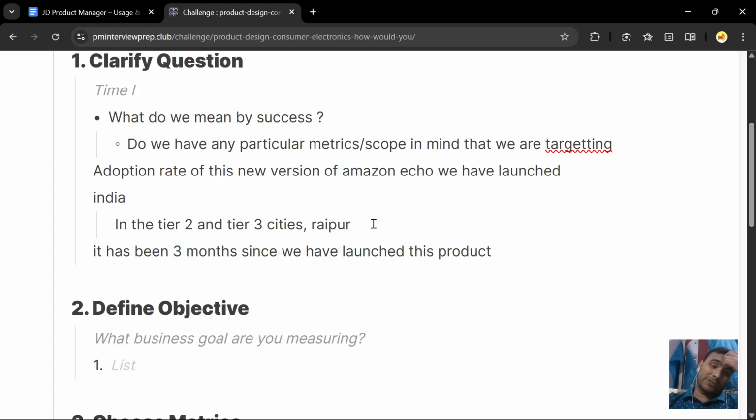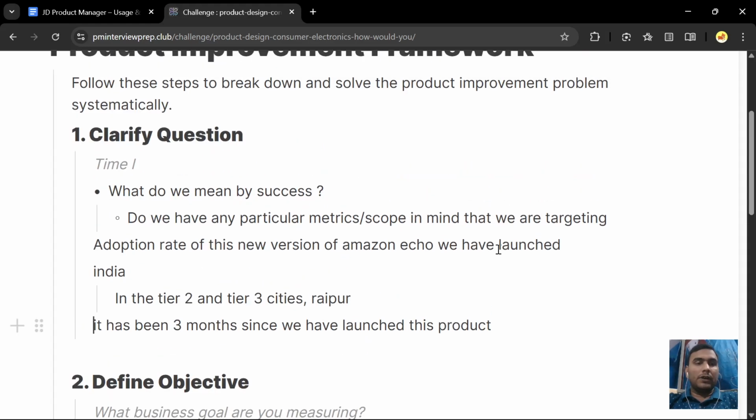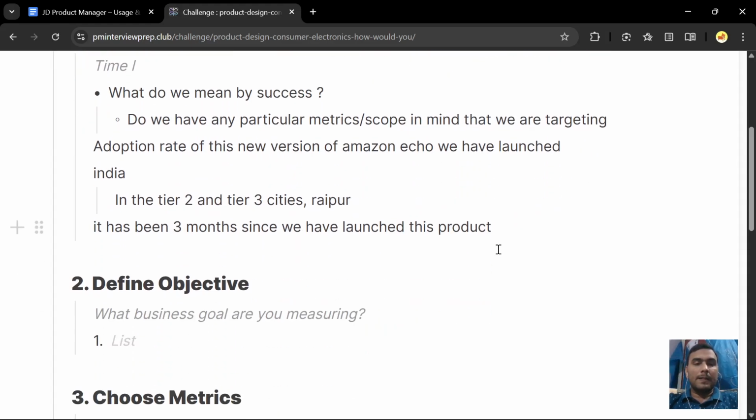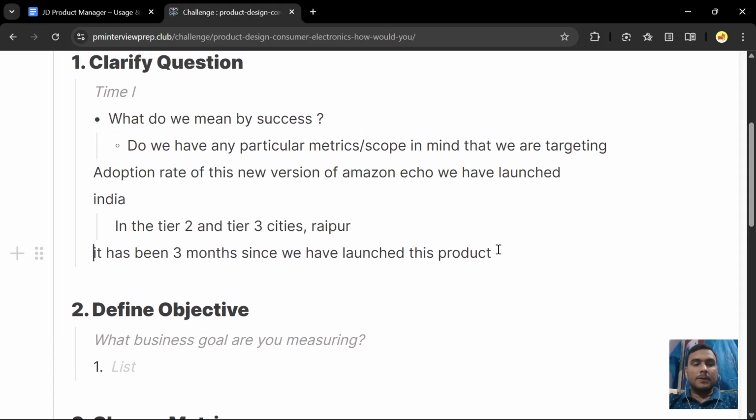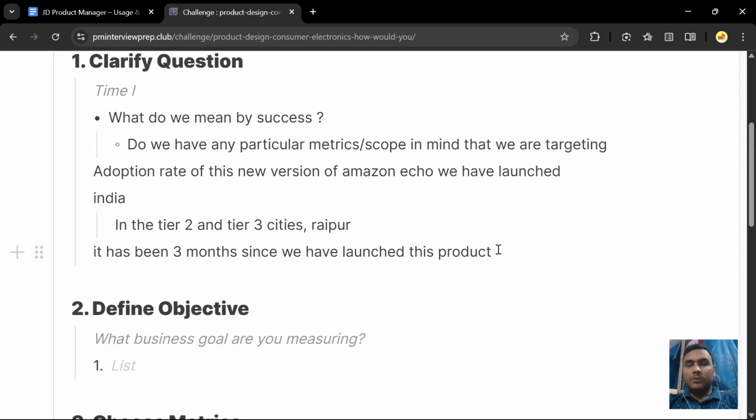If I can just reframe: it has been 3 months since we launched the second version of Amazon Echo in the city of Raipur, and we are looking for the adoption rate in that particular city. In the next step, we will clarify what we mean by adoption rate and see if we can break it down further.